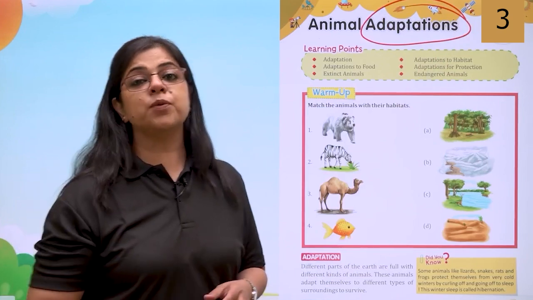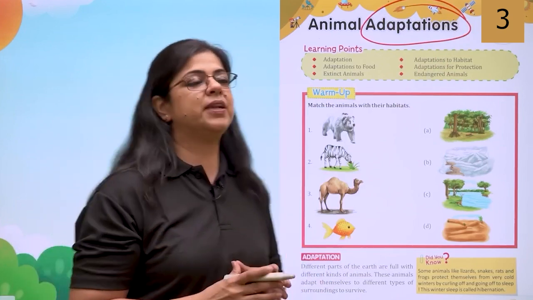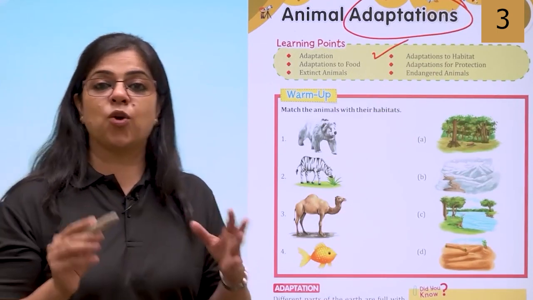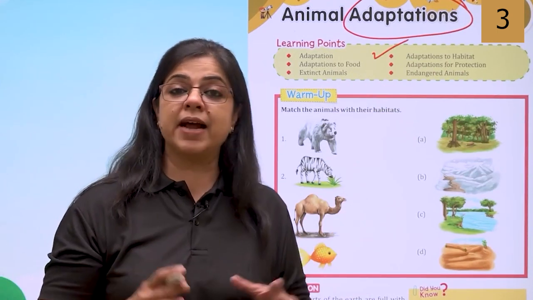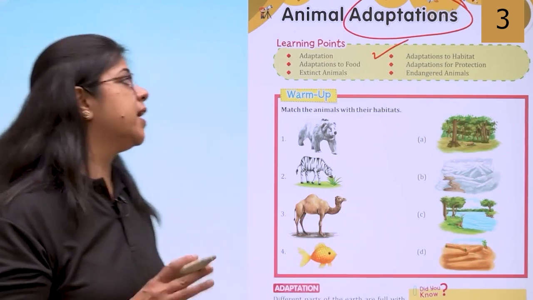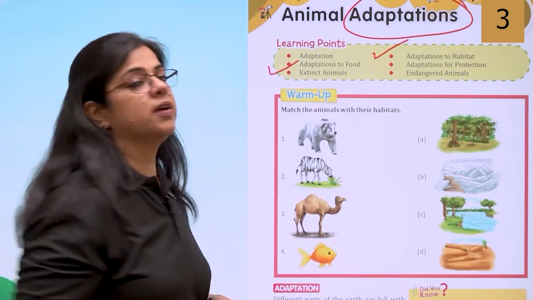So in this chapter we are going to learn about animal adaptations. We are going to learn about adaptations according to habitat. Habitat मतलब हम कहाँ रहते हैं. That is our habitat. Adaptations to food.